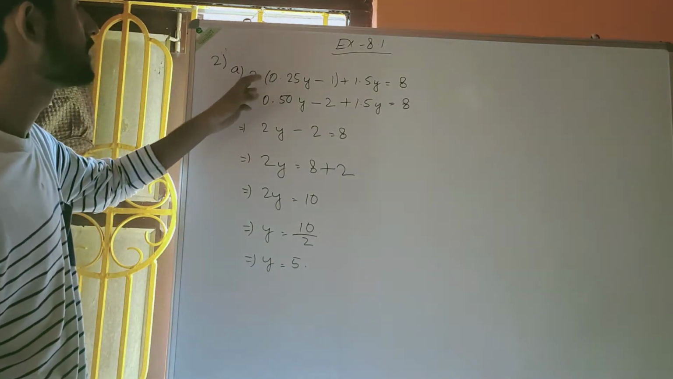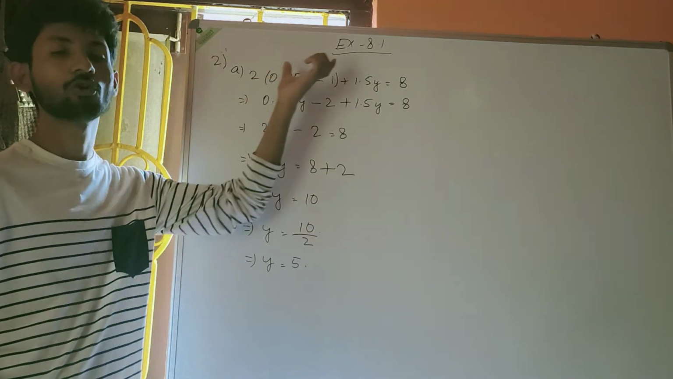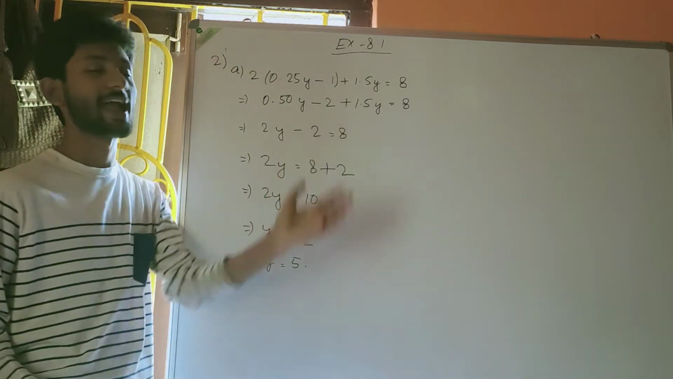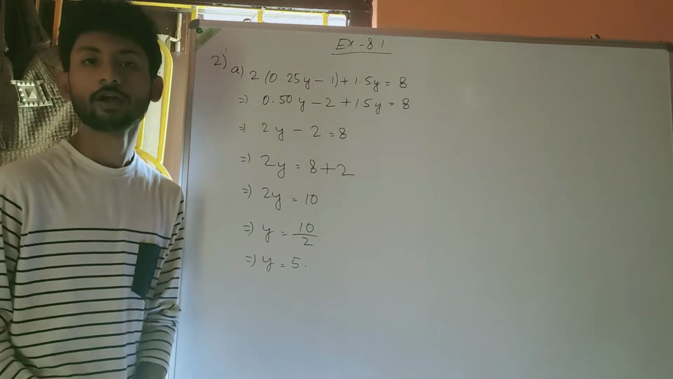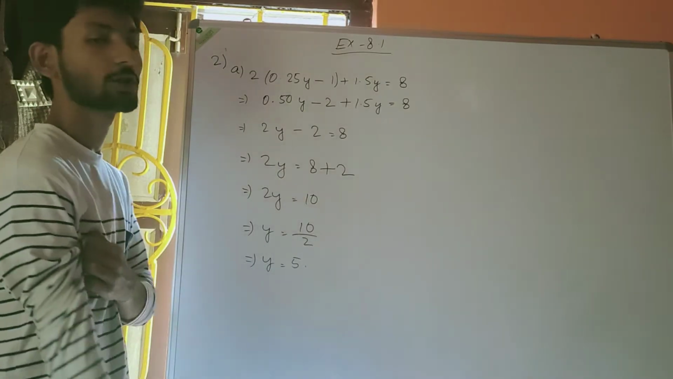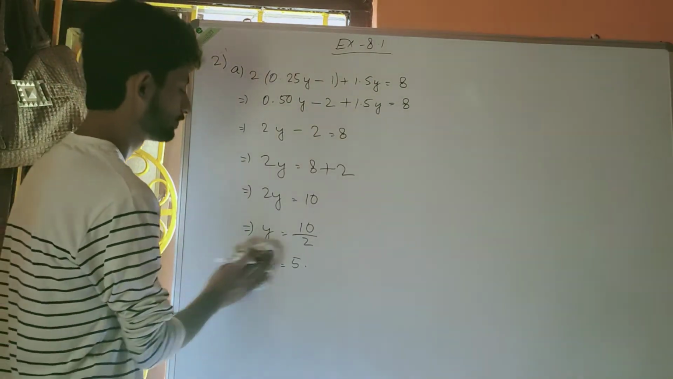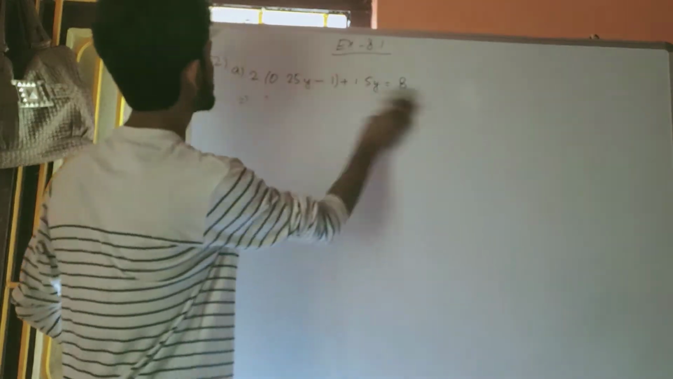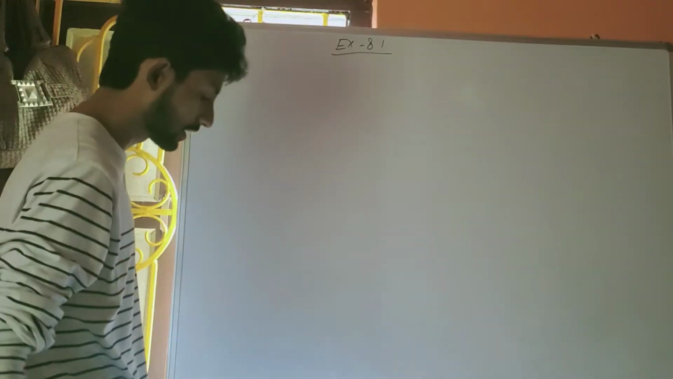So first we have to remove the brackets. After removing the brackets, we just add the terms, and after the addition we find the value of y as per the rules of class 7 and class 6. So in that manner we will do question number B.